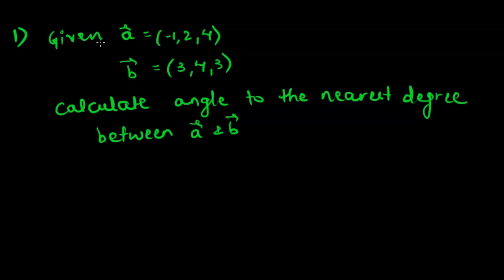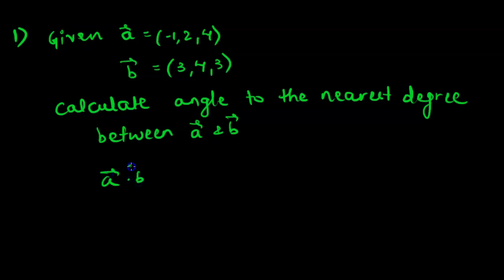Let's do some questions for the sake of practice. Let's take the first question up. Let's say you're given the question: vector A is given to us in component form as -1, 2, 4. Vector B is given to us as 3, 4, 3. We have to calculate the angle to the nearest degree between vectors A and B. Now we know the angle can be found using dot product or cross product, and we know dot product is easy, so let's go with dot product.